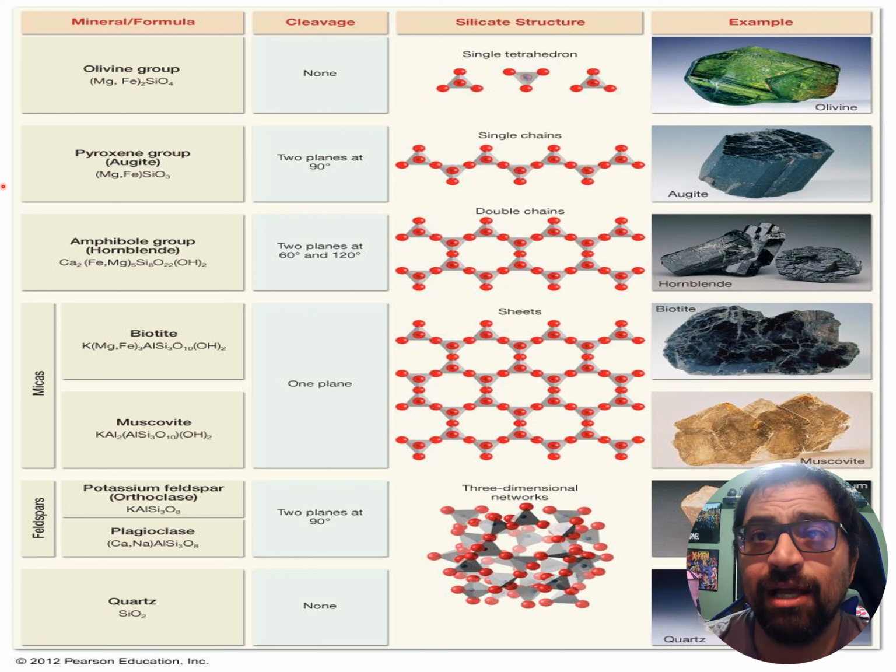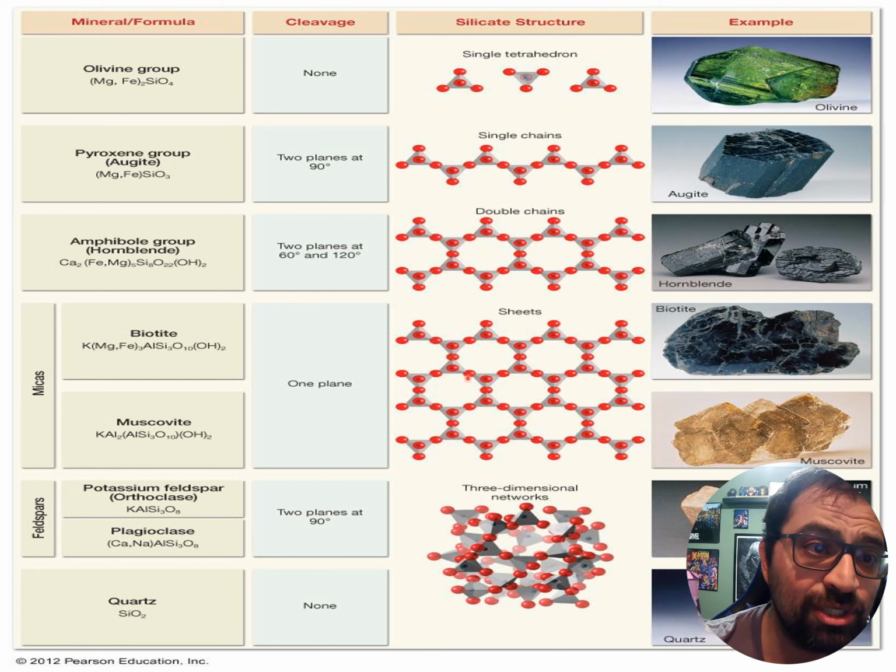So for example, if you have single tetrahedra that are just kind of hanging out, you can get something like an olivine. When you have single chains, you'll get stuff like augite, which is a type of pyroxene. Double chains will give you hornblende. Biotite and muscovite mica would be these sheets here. Quartz and feldspars would be these 3-dimensional shapes that you see right here.